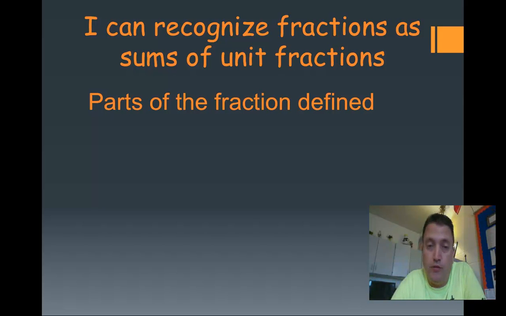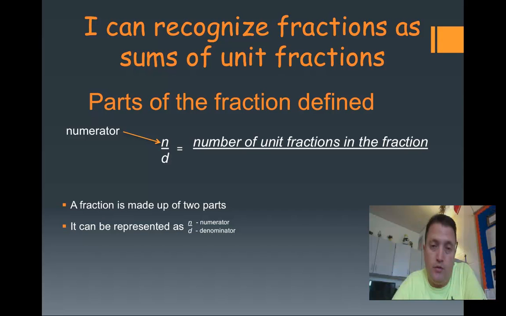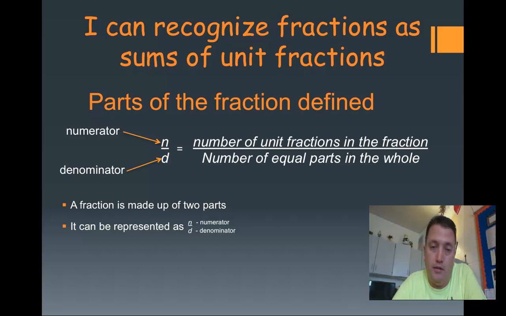This is going to be review from what you did in 4th grade last year. So I'm going to define those parts for you. We're going to talk about those unit fraction pieces. A fraction is made up of two parts, the numerator and denominator. Okay, and it can be represented as numerator out of denominator, or n over d. The numerator in a fraction, that's what tells you the number of unit fractions in the fraction. And again, I'll define unit fraction for you here in just a couple minutes. The denominator is the number of equal parts in the whole.